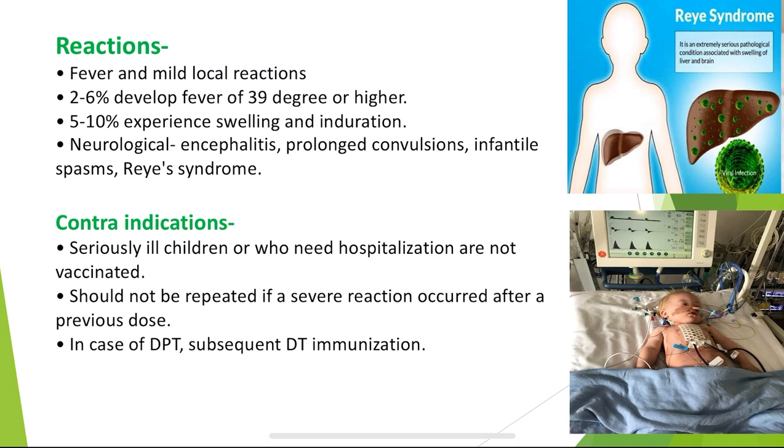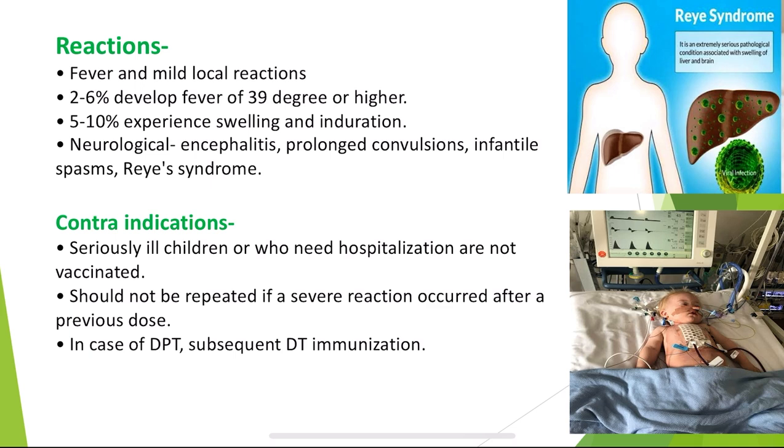DPT should not be repeated if a severe reaction has occurred from the previous dose. Such reactions include a collapse or shock-like state, persistent screaming episodes, or a temperature above 40 degrees Celsius. If the infant is having convulsions or neurological symptoms, these are contraindications.